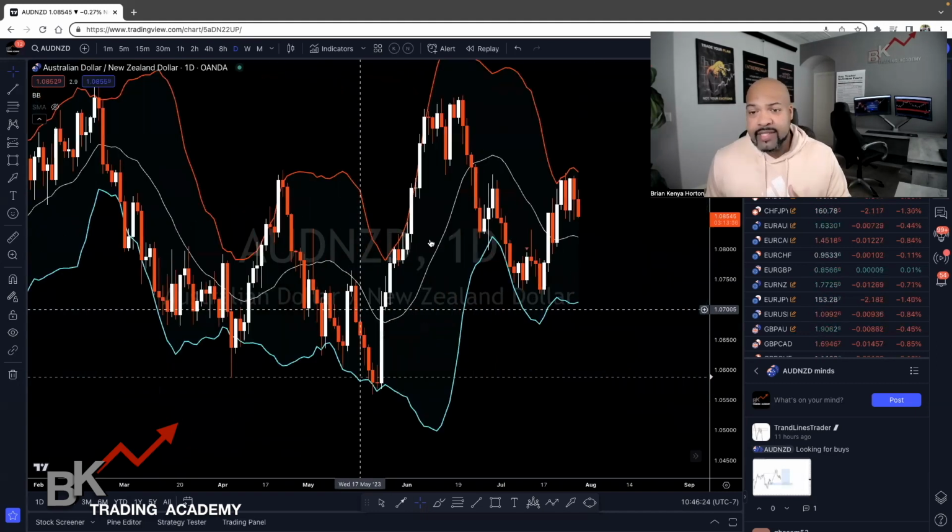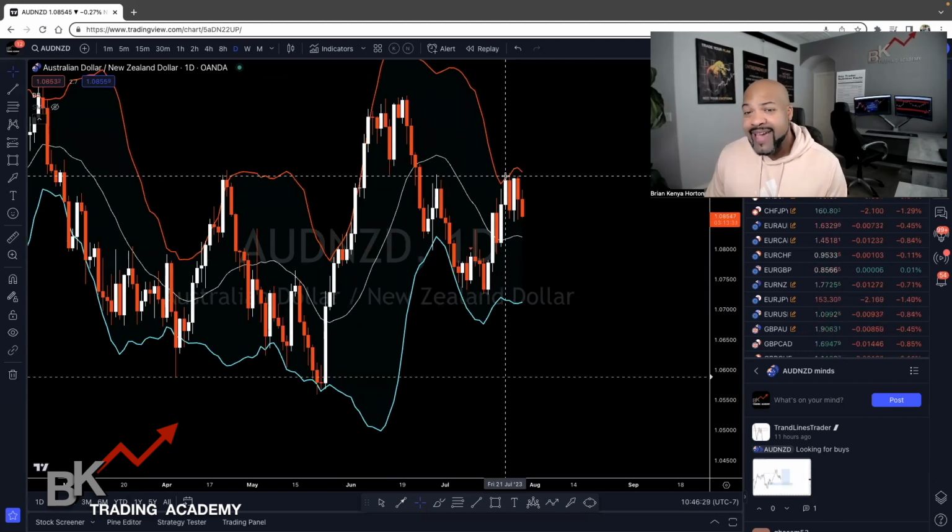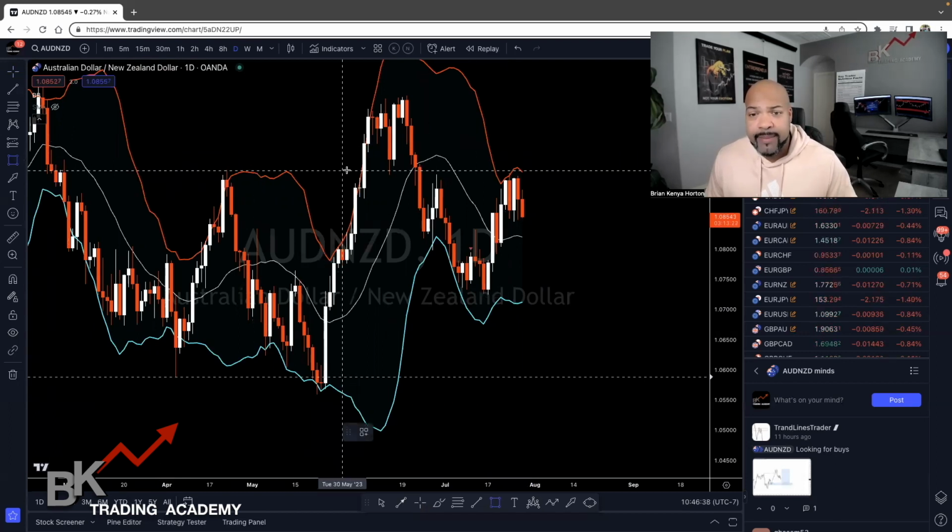So this is what I mean. Let's go to where current price is at. We can see price bounce right off of this red band here, which signifies the sell. So if you sold here, you would have been great. Now, you don't sell just because it hits the band. You want to have extra confirmation. And this is what I mean by extra confirmation.